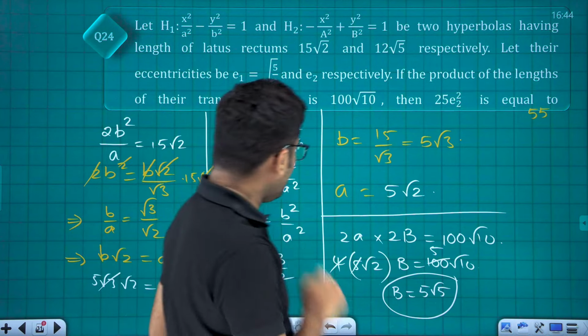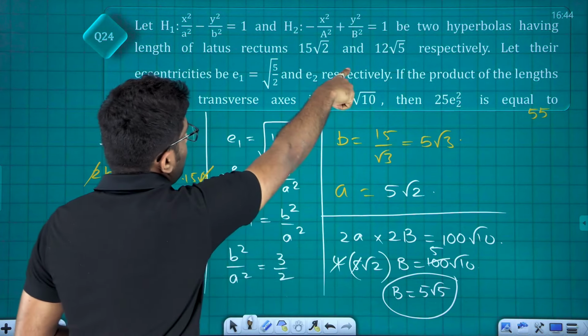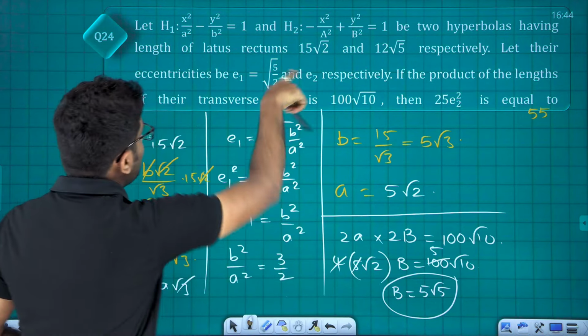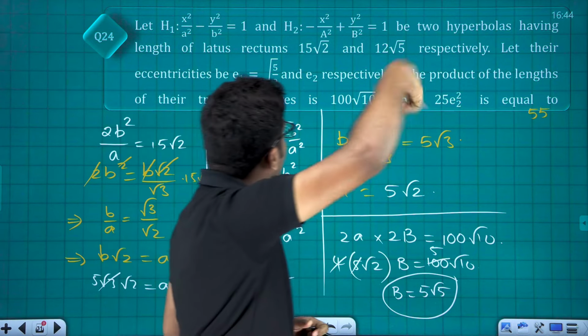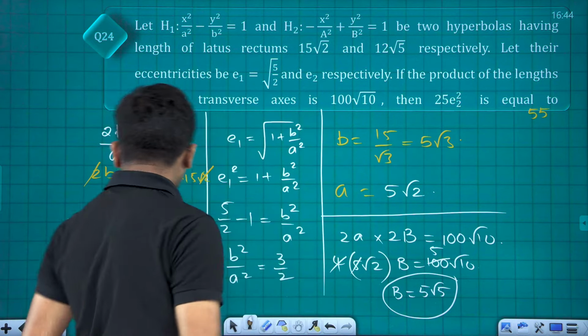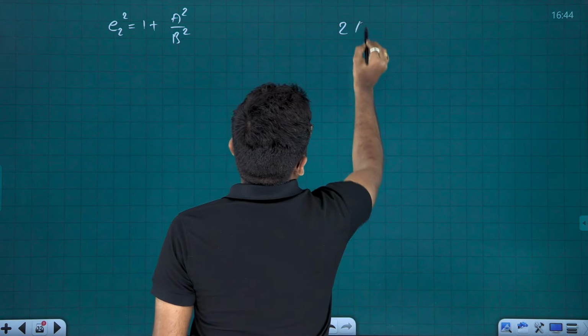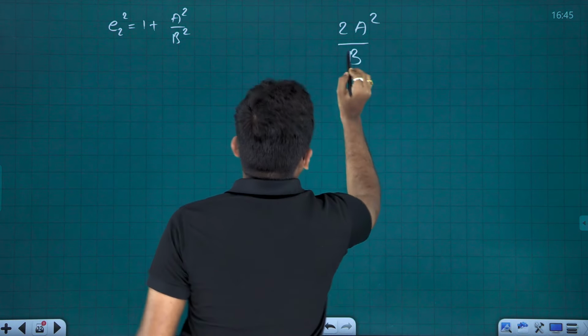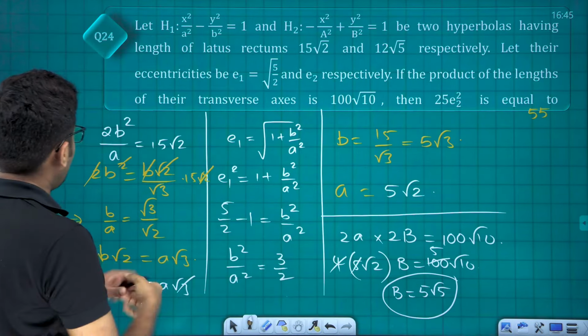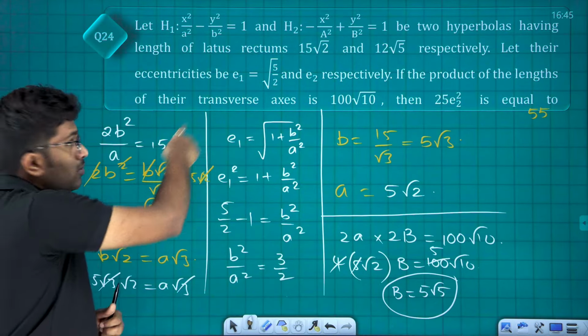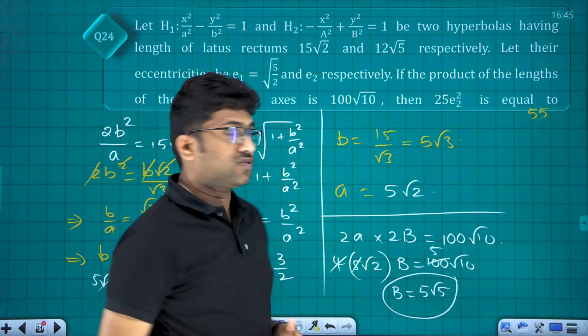Yes, we have got B. Now we have to get A, no? For that we use the length of the latus rectum. The length of the latus rectum for the second hyperbola is 12 root 5. But what is the latus rectum formula? For the first one it is 2B square by A. Why? It is a transverse hyperbola. For the conjugate it is 2A square by B.